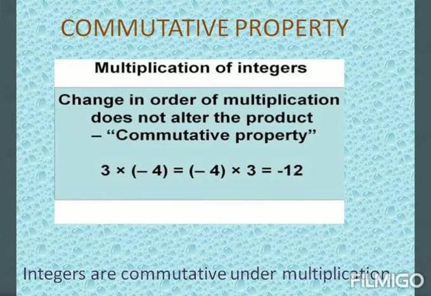Let us consider 3 and minus 4. If you find the product, you get minus 12. If we change the order of the integers, you get minus 4 into 3. It is also minus 12. When we change the order, the product does not change. So integers are commutative under multiplication. So the commutative property is true for integers under multiplication.